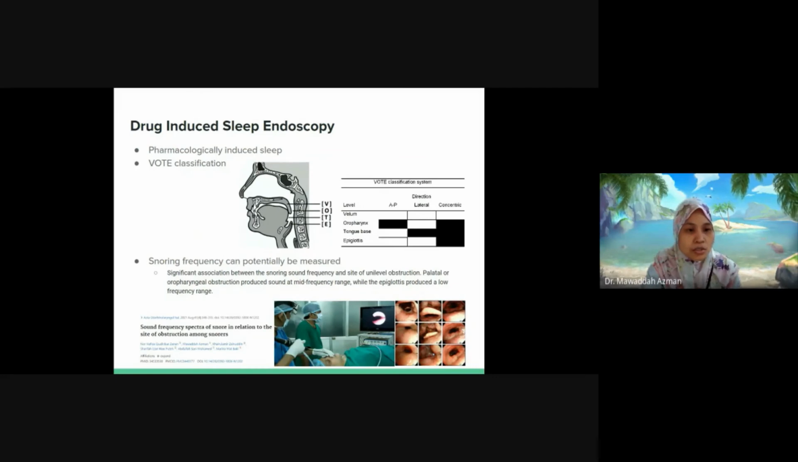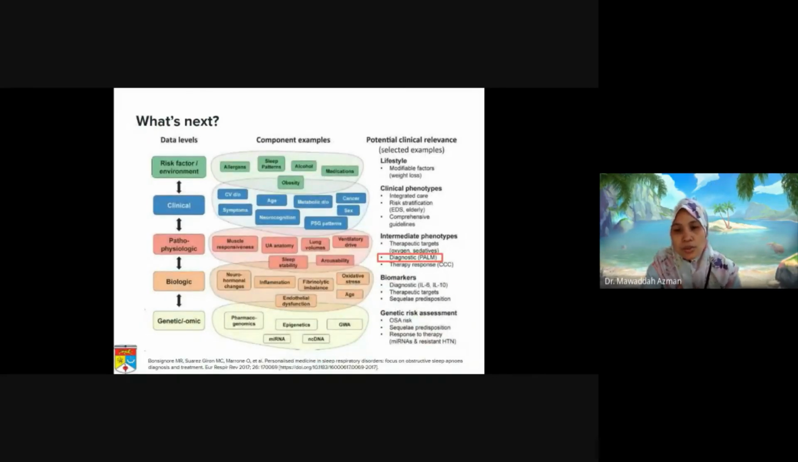This is what's new. So what is lacking? I've talked about some diagnostic modalities that would be able to tell us whether the patient has an anatomical or a non-anatomical kind of obstruction. But this requires a full polysomnogram, and this is something that is lacking in many hospitals in Malaysia. We can't afford to perform a full polysomnogram for all of our patients.